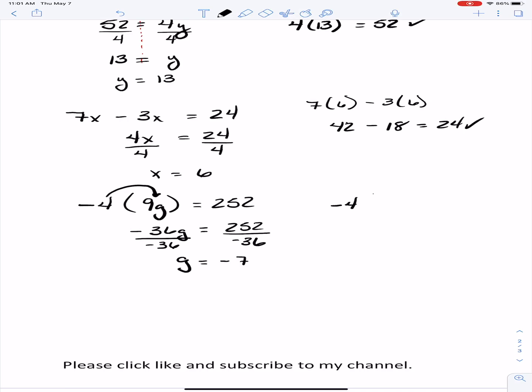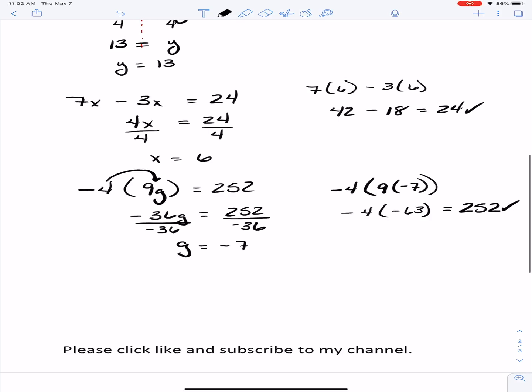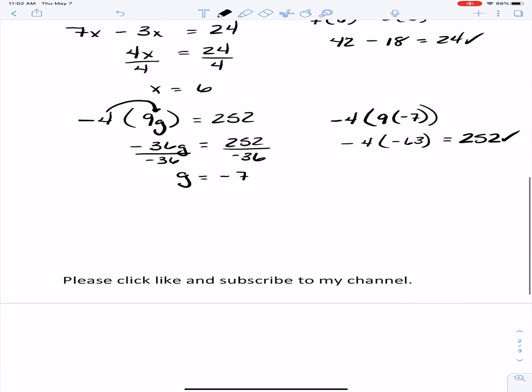Negative 4 times 9 times negative 7. 9 times 7 is going to give me negative 63. And negative 4 times negative 63 is going to give me a positive 252. I got it right. Let's do one more problem and then I will let you go.